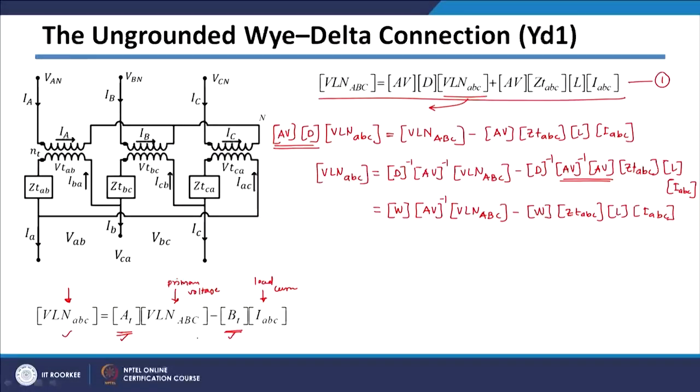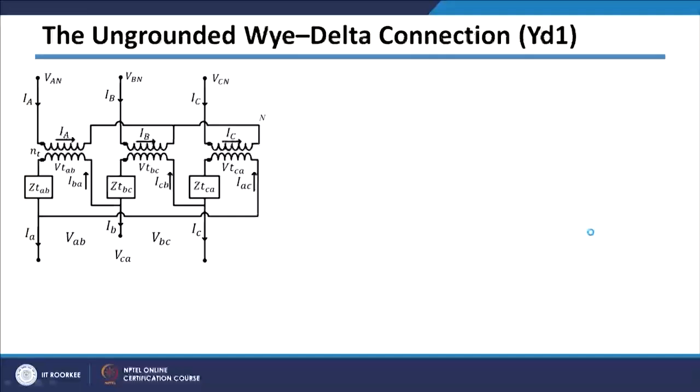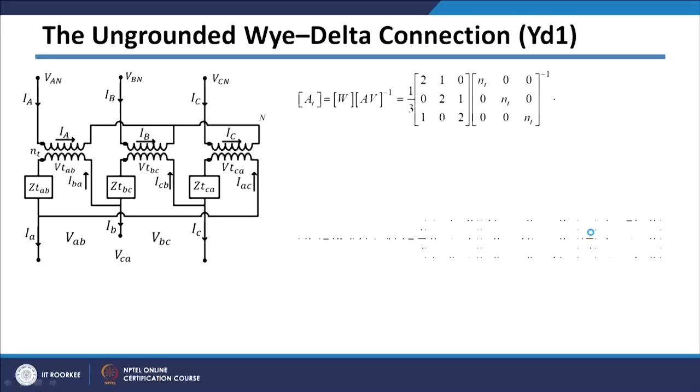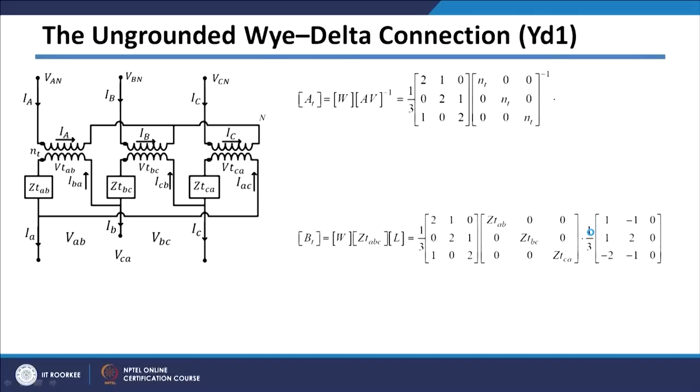So you can see that if you compare with the standard equation, this will be nothing but your capital AT term, and this will be nothing but your capital BT term. Now capital AT term is W multiplied by AV inverse, and capital BT term is W multiplied by ZT ABC multiplied by L term. So if you write them explicitly, this is your W matrix and this is your AV matrix and its inverse.